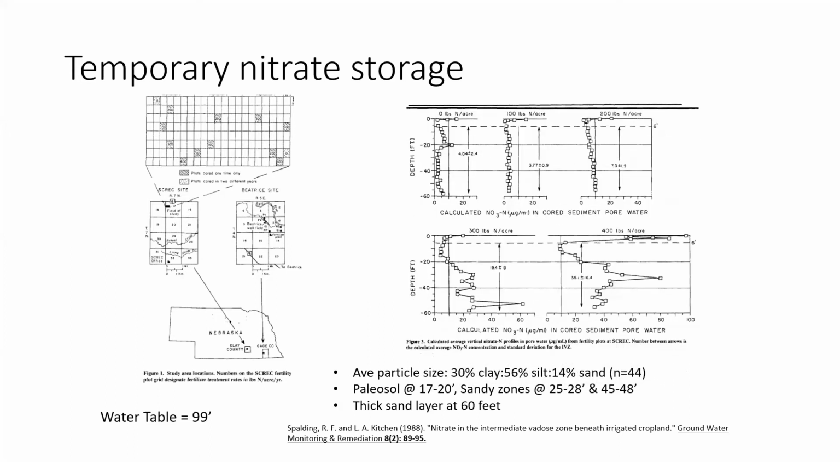If we convert those concentrations into the pore water equivalent, we can see that we have very high concentrations of pore water nitrate, at one point getting close to 80 milligrams per liter under the site that had received 400 pounds of N per acre.